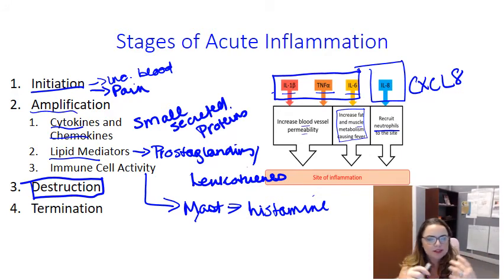And they're recruited to the site of inflammation basically by these cytokines and chemokines, and that allows them to get in and directly attack the pathogen.